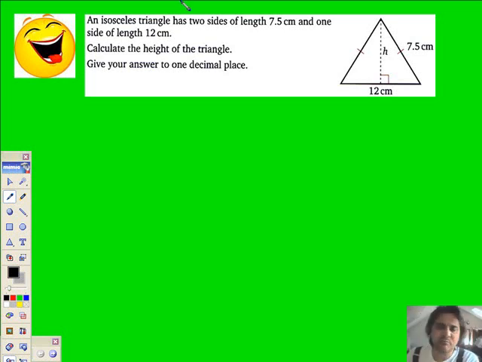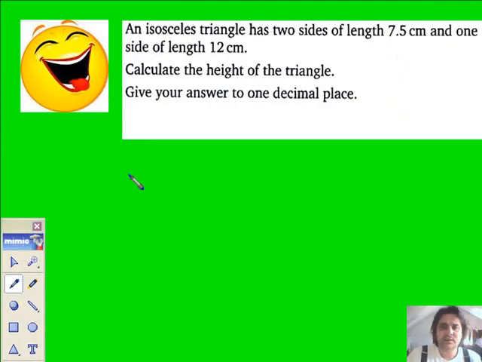Carrying on with 18.1, there is only an 18.1, there is no 18.2, it just goes into the assess after this. Anyway, this is question 7. Don't be scared of it.